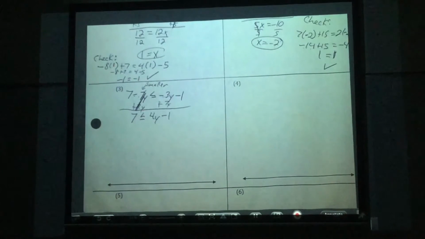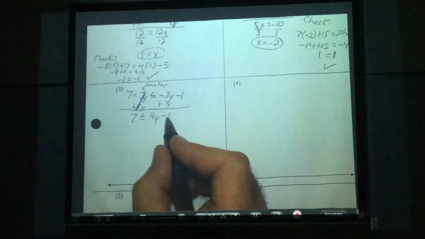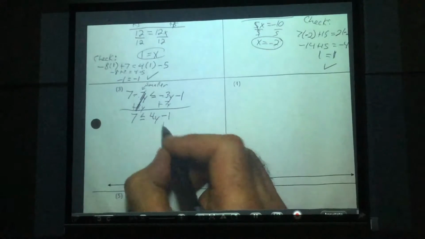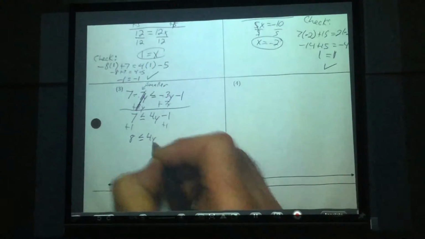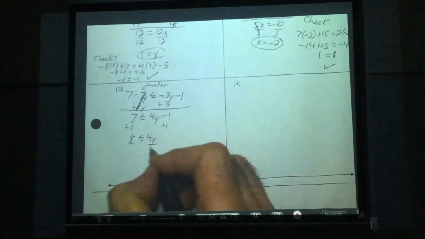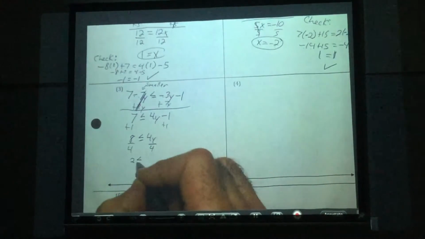Now, again, two-step inequality. What's the first step? Well, the first step is to get rid of what's furthest away from y, which is the -1. Let's add 1 to both sides. 8 is less than or equal to 4y. Now we can divide both sides by 4. And then we get 2 is less than or equal to y.